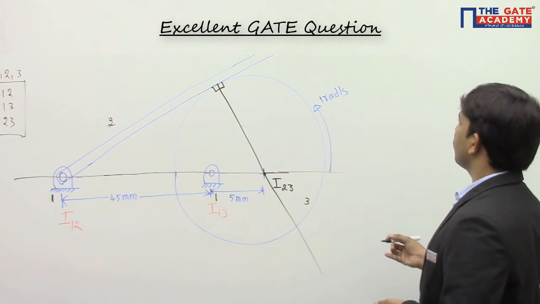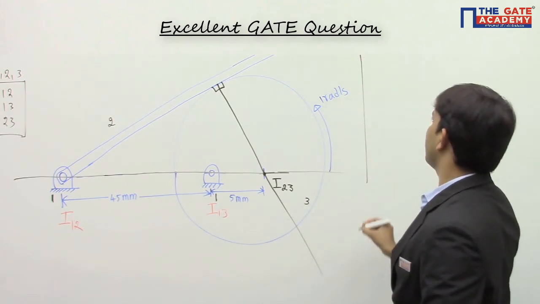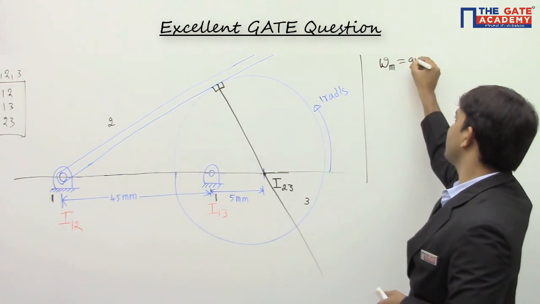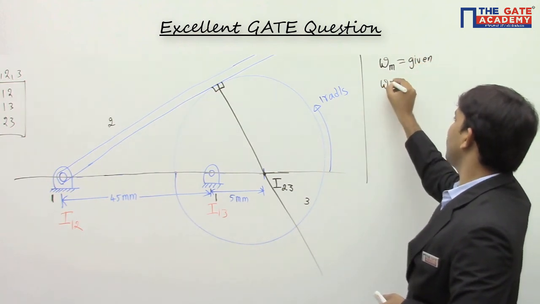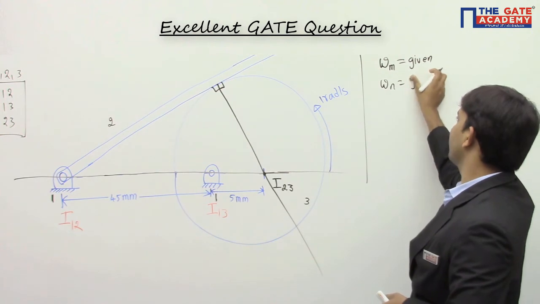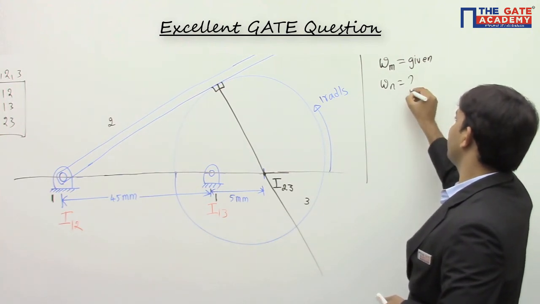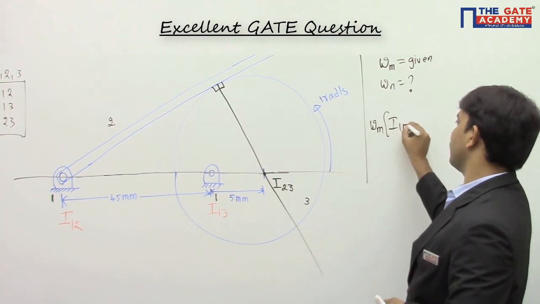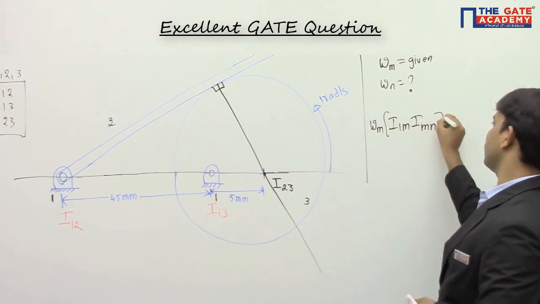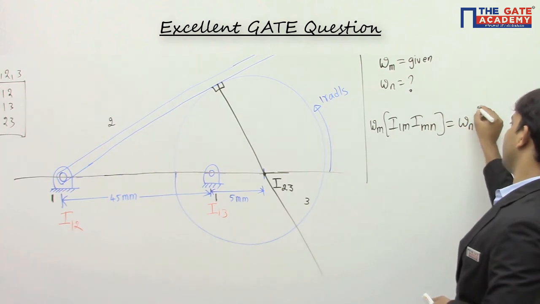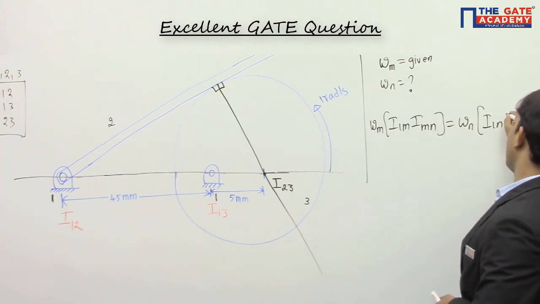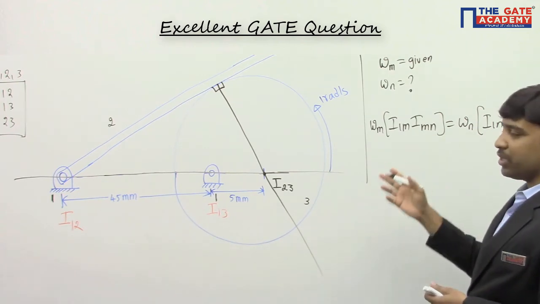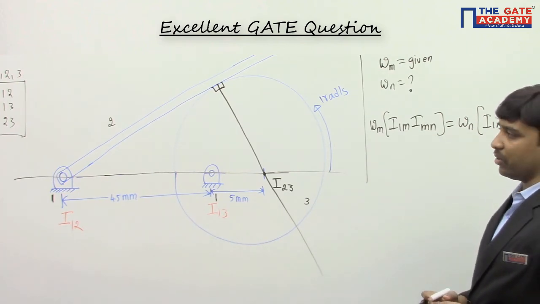If you look at the angular velocity ratio theorem, we have already seen this in velocity analysis. If the angular velocity of some link m is given in the mechanism, and you want to find out the angular velocity of some link n, we have seen this one. It is omega m into distance between I1n and Imn is omega n into distance between I1n and Imn. This is just the definition of the relative instantaneous center of rotation.